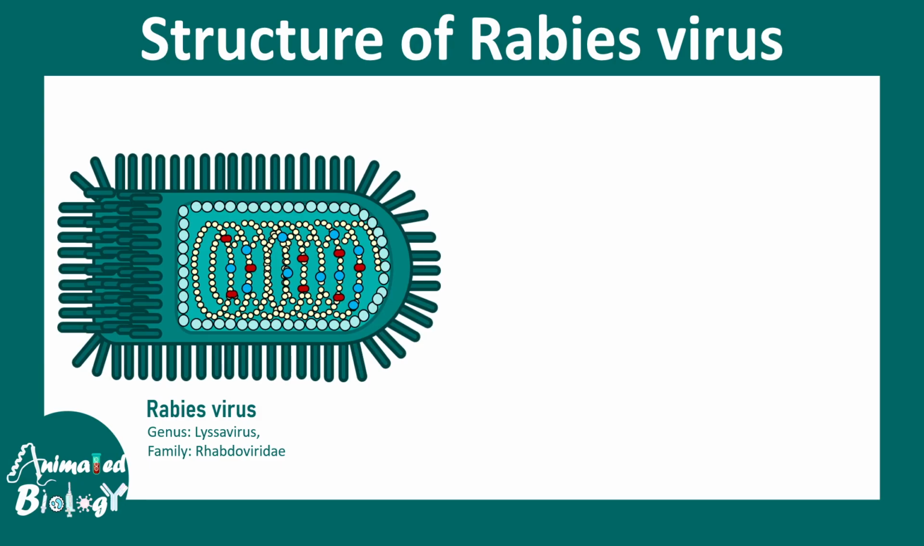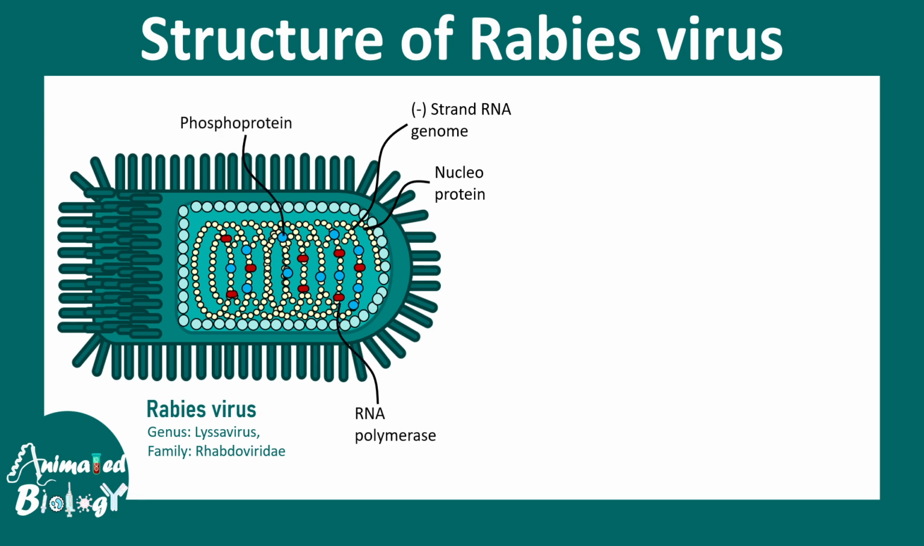So now let's talk about the overall structure of this virus. It has negative strand RNA as a genome. It has nucleoprotein wrapping around this negatively stranded RNA genome. Then there is RNA polymerase. Then there are phosphoproteins, matrix proteins, glycoproteins, and an envelope. So it's an enveloped virus.